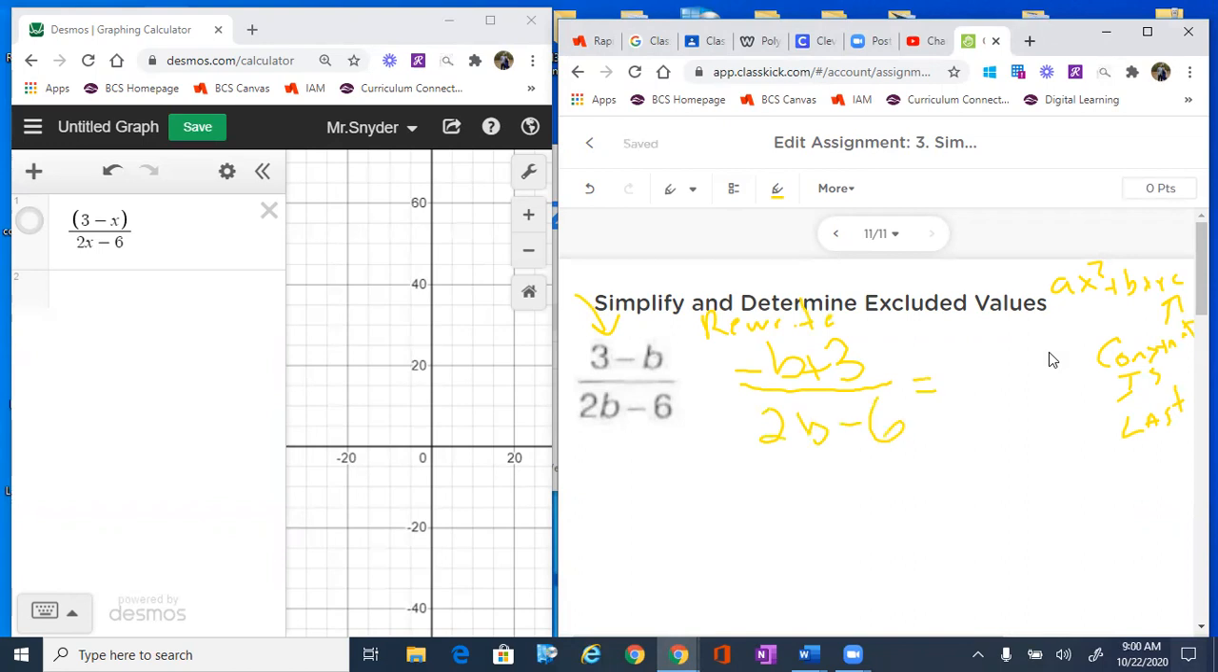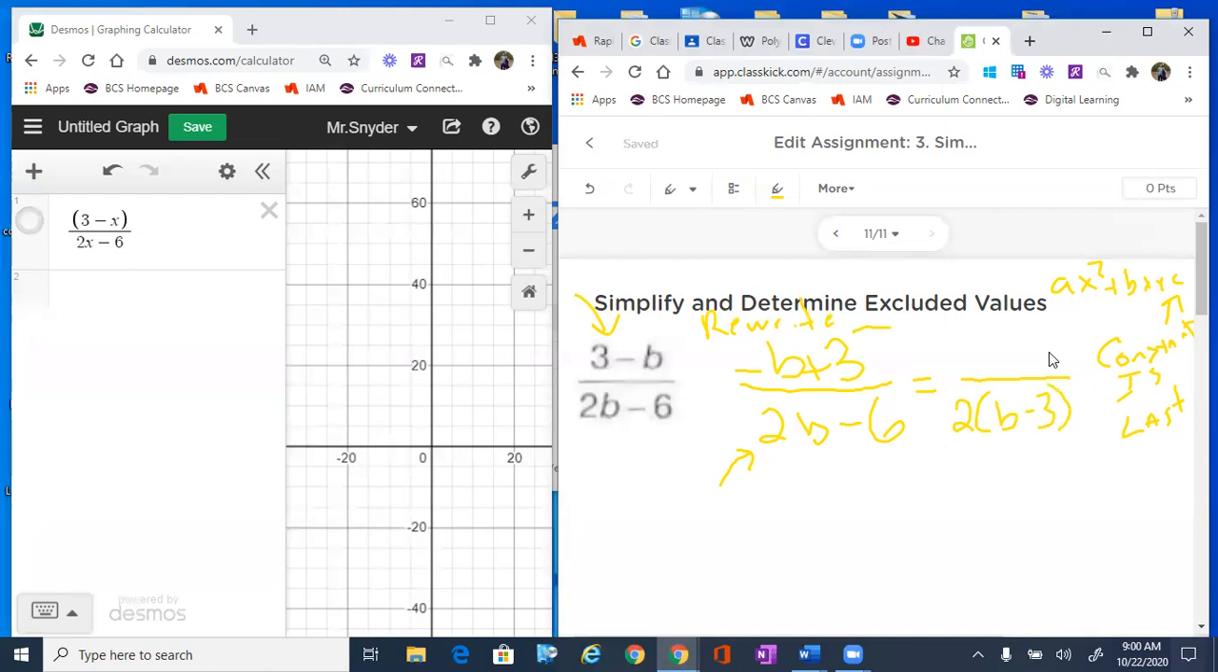So now when we factor, this one's easy. It's not a quadratic. I don't need to go to the area model. I just need to look for something that they have in common. So you'll notice in the denominator that it's 2b minus 6. The greatest common factor is 2. They're both divisible by 2. So I'm going to write 2 parentheses b minus 3.